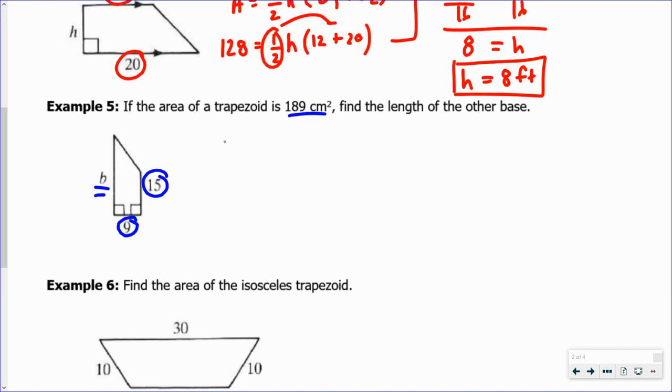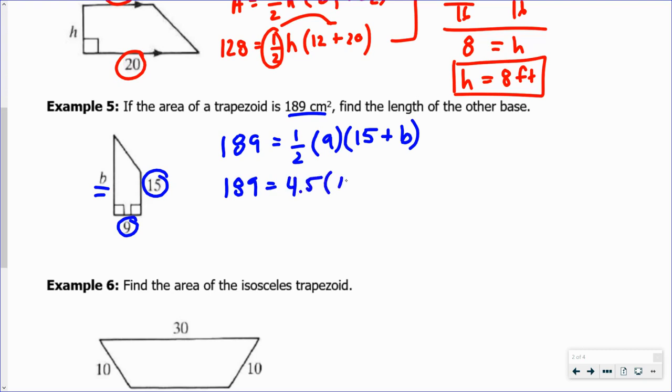So I'm going to use the same formula, 189 for the area equals 1/2 the height, which is 9, times the sum of the bases, which is going to be 15 plus b, because we don't know the other base. So I'm just going to start simplifying a little bit. 189 equals 1/2 times 9, which is 4.5, times 15 plus b. At this point, you've got options. You can distribute the 4.5 through the parentheses.